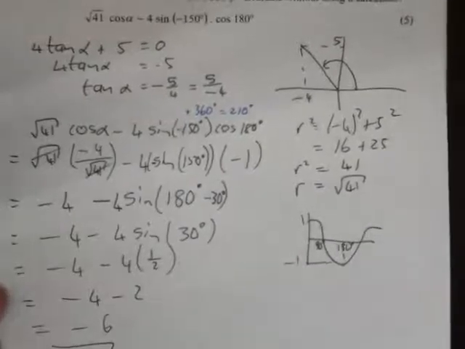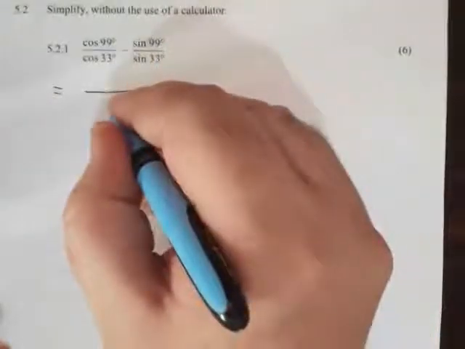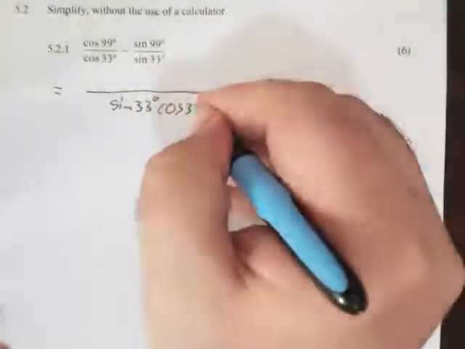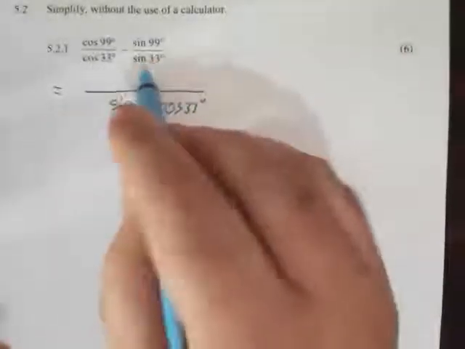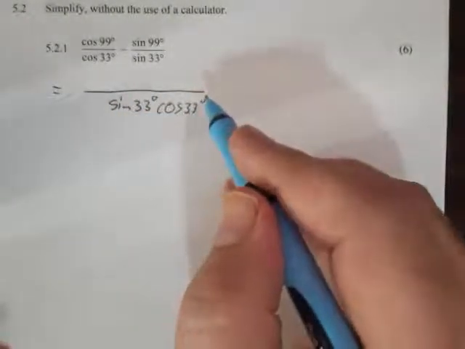Let's start with question 5.2. Okay, so we have: simplify without the use of a calculator, cos of 99 over cos of 33 minus sin of 99 over sin of 33. Okay, so what we'll do is to start off by saying, okay, let's get a lowest common multiple as our denominator. Okay, it could have been cos 33 sin 33. I like to write sin 33 first.